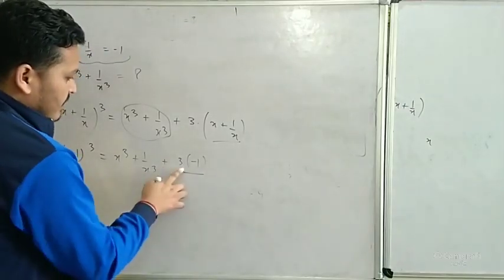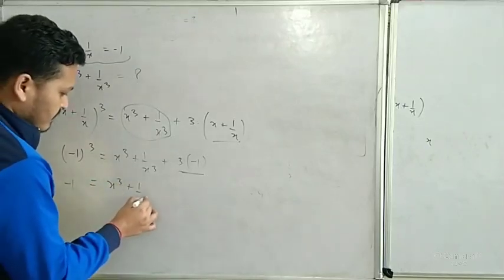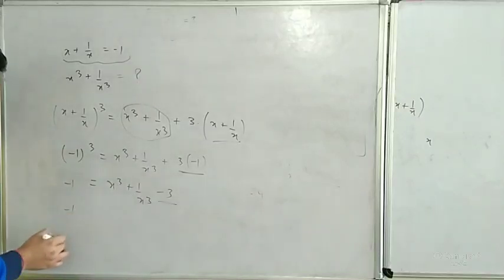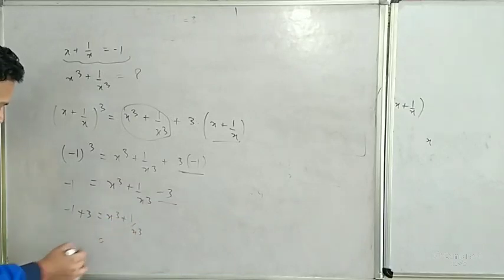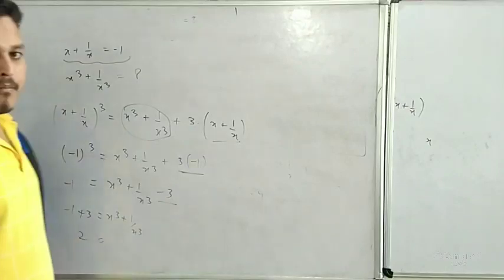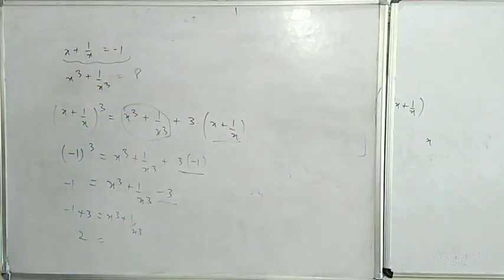Taking this part to the left hand side, it is plus minus. So x cube plus 1 by x cube, and then minus 3. Taking minus 3 to the left hand side, minus 1 and plus 3 is equal to x cube plus 1 by x cube. So what is our final value? 3 minus 1, so the answer is 2. Minus 1 plus 3, the answer is equal to 2. So please do the correction in your answers. The answer is 2.